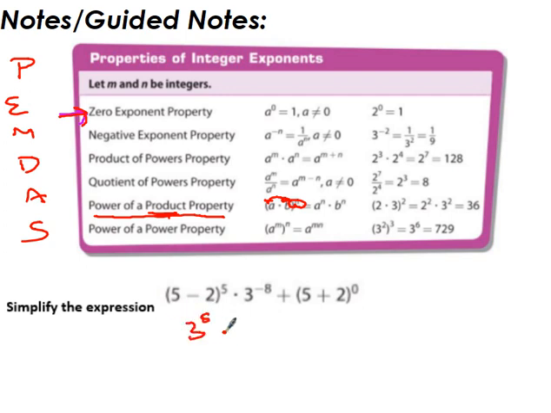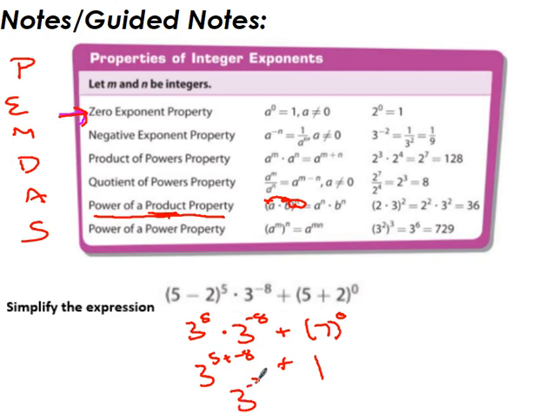So I have 3 to the 5th power times 3 to the negative 8 power, plus 5 plus 2 is 7, all raised to the power of 0. Now, 7 raised to the power of 0, that's 1. And then I can also simplify 3 to the 5th times 3 to the negative 8. This is where I just get to do my product of powers. So that's going to be 5 plus negative 8. I just add those two exponents, and that's going to give me negative 3.